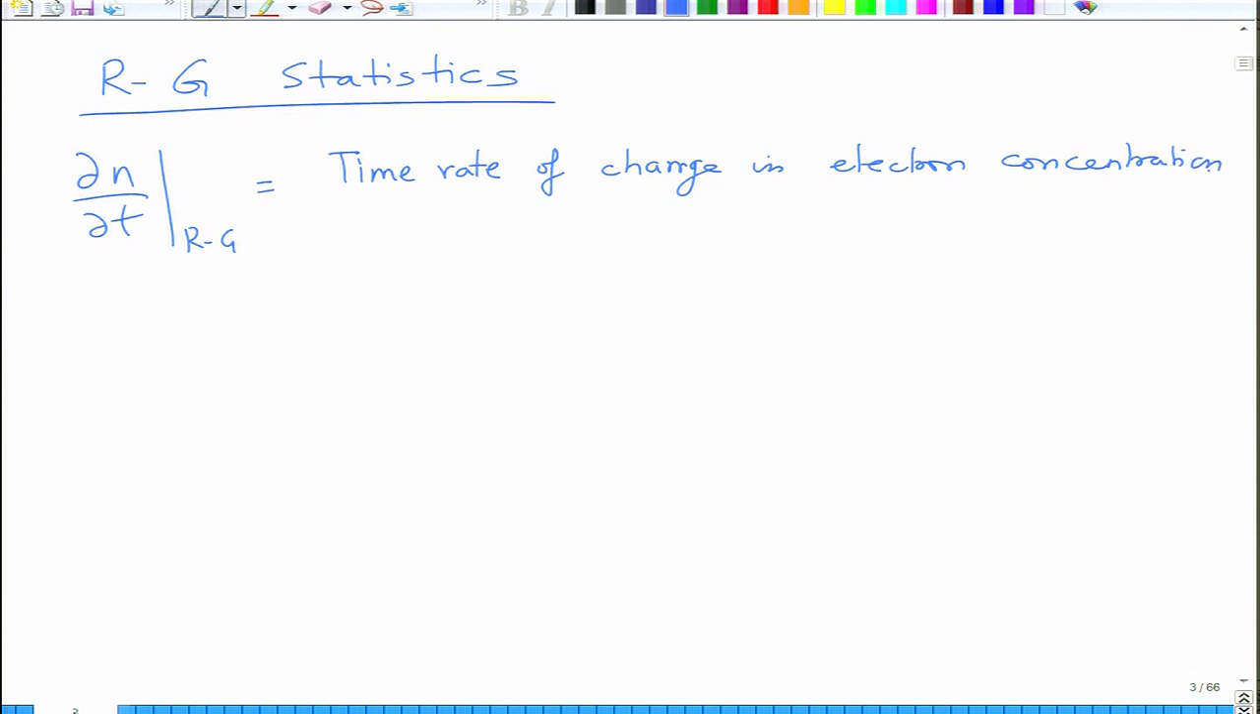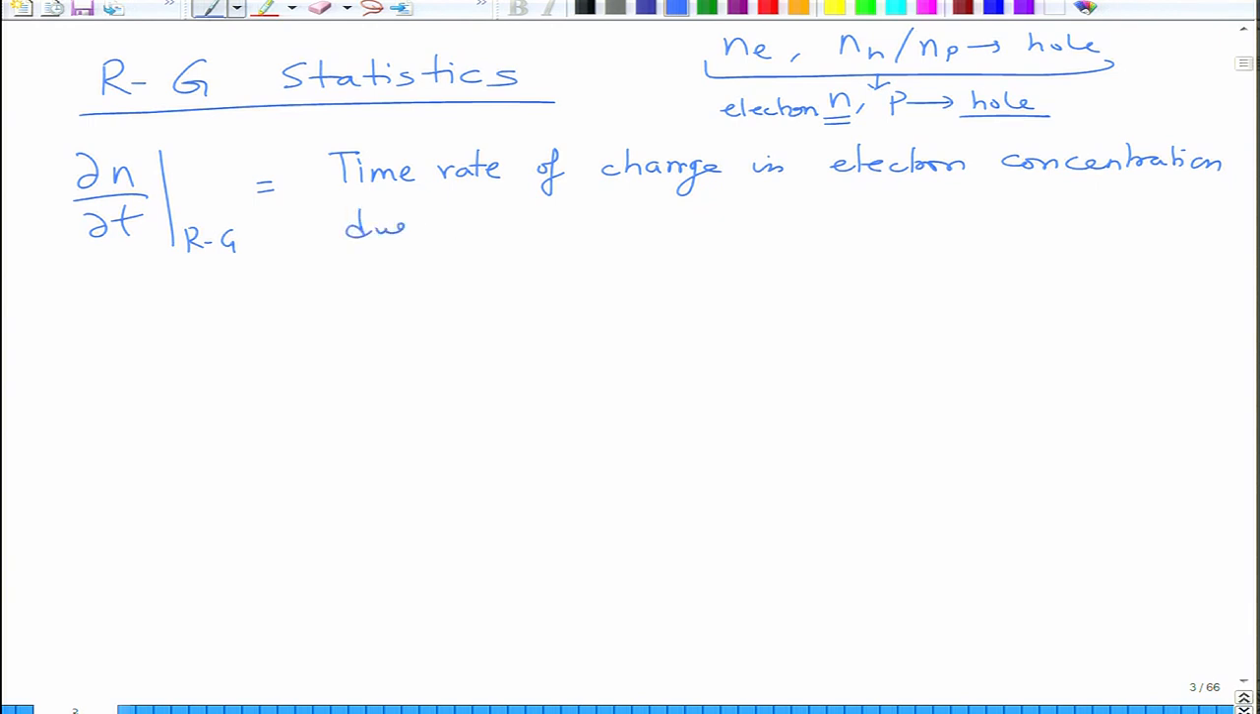If you recall, we earlier said Ne is electron concentration and NH or NP was the hole concentration. These have now been modified to N and P. So N is electron concentration and P is hole concentration. Del N by del T is the time rate of change of electron concentration due to RG centers. It is negative when electrons are lost, and positive if electrons are created.